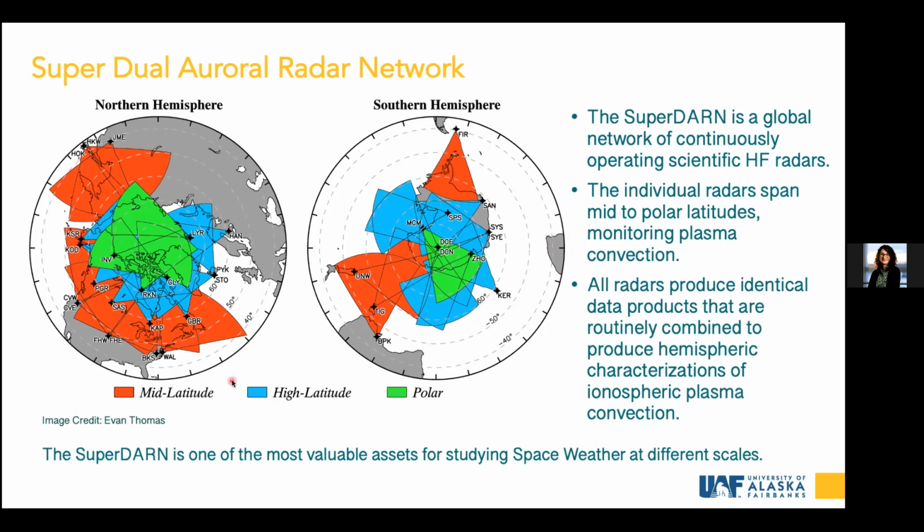So you can see this image created by Evan Thomas, and this shows the locations of each radar and their fields of view, and whether these fields of view are attributed to mid, high, or polar regions. You can see the coverage in the southern hemisphere on this plot as well. And this is what makes SuperDARN a very powerful tool in understanding space weather at different scales, and also globally, because this type of coverage is unprecedented compared to other ways of measuring space weather phenomena.